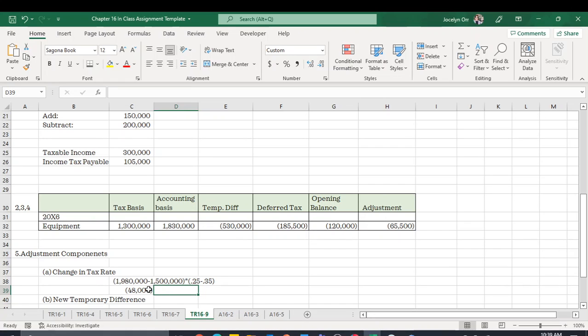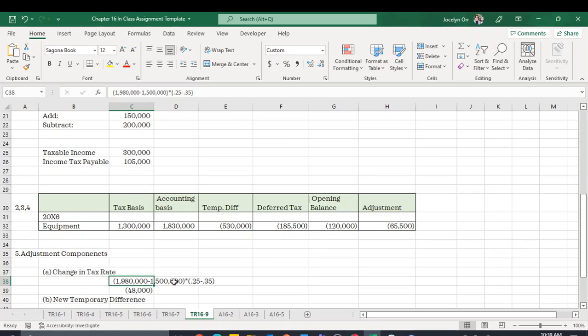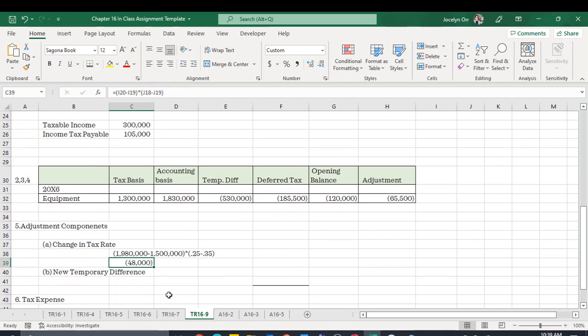And again, this is a liability represented in parentheses. That's why I have my net book value ahead of my UCC, so that when we multiply by the negative change in the tax rate, it shows up in parentheses. Okay. Actually, let's move this out here.